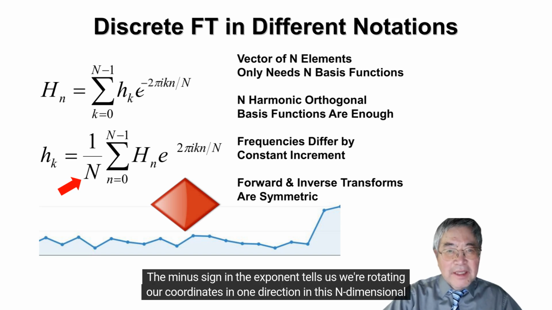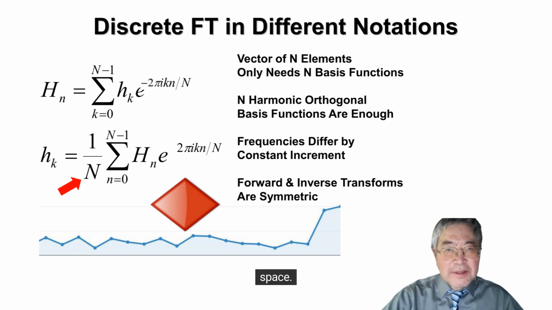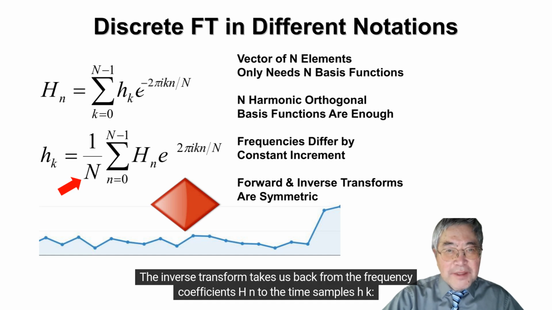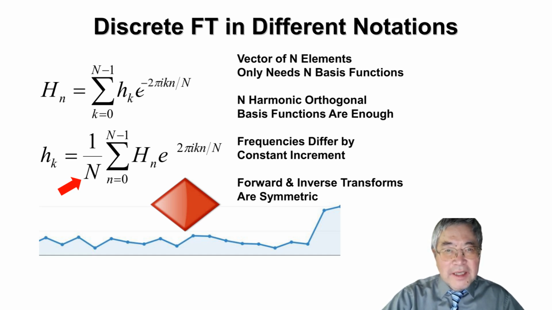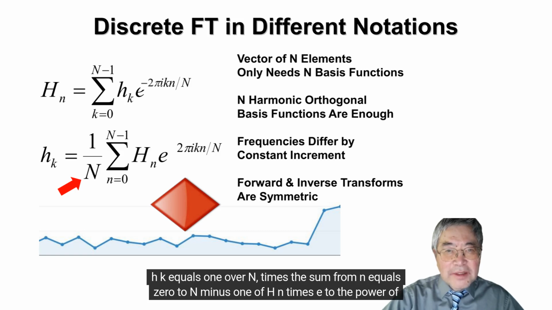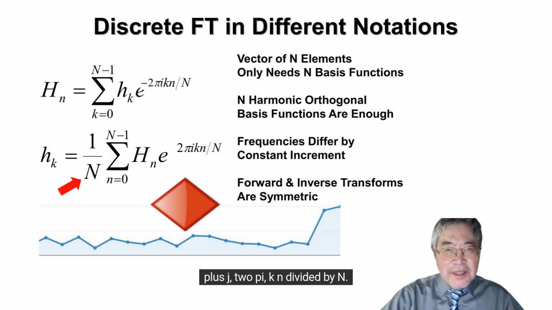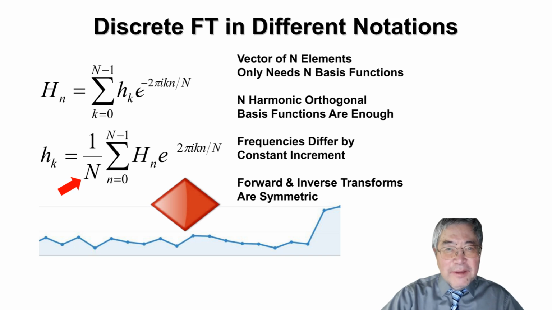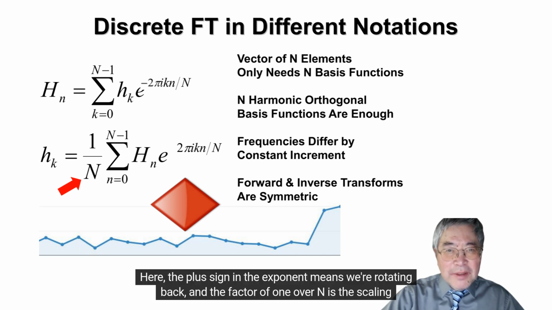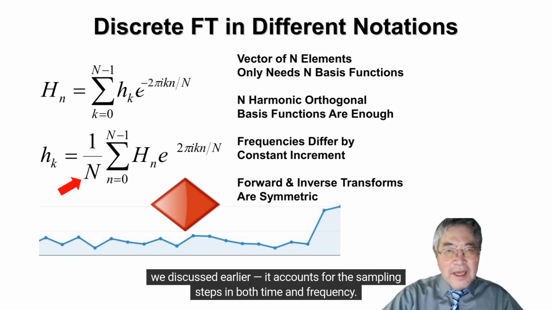This is the forward discrete Fourier transform. The minus sign in the exponent tells us we're rotating our coordinates in one direction in this n-dimensional space. The inverse transform takes us back from the frequency coefficients hn to the time samples hk. hk equals 1 over n times the sum from n equals 0 to n minus 1 of hn times e to the power of plus j 2 pi kn divided by n. Here, the plus sign in the exponent means we're rotating back, and the factor of 1 over n is the scaling we discussed earlier. It accounts for the sampling steps in both time and frequency.